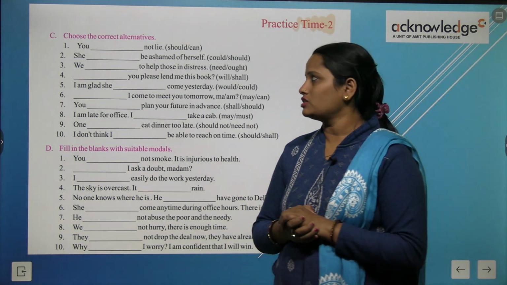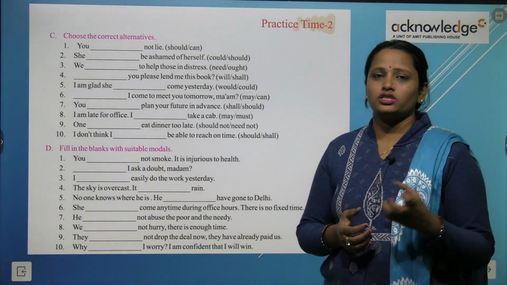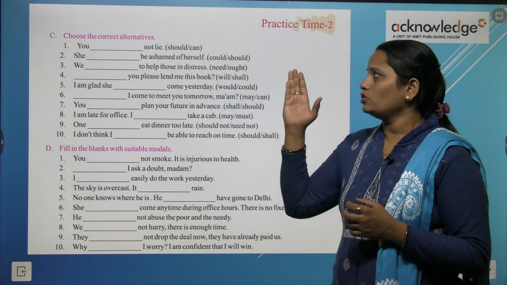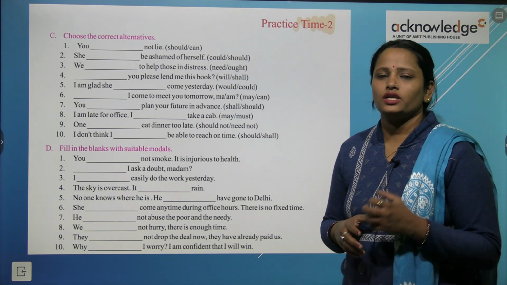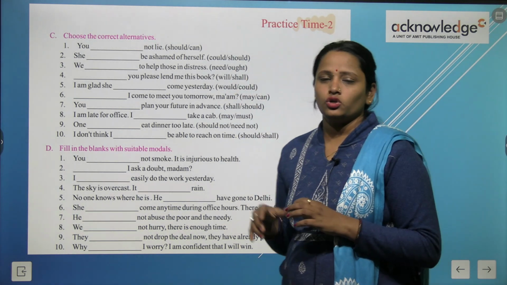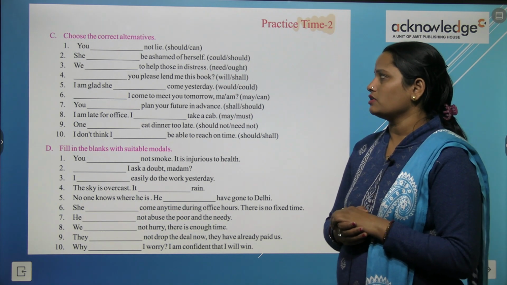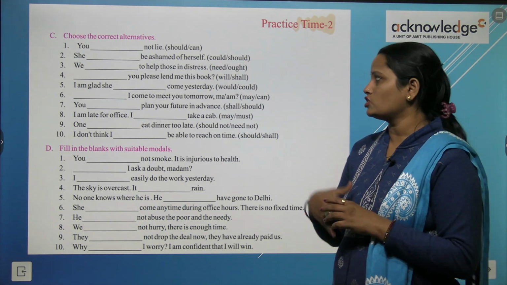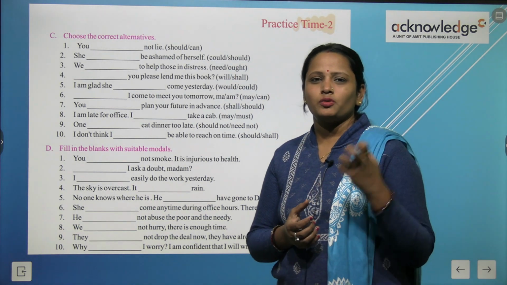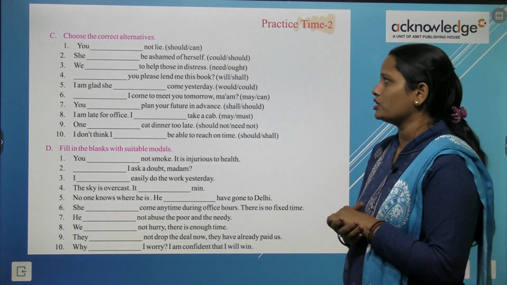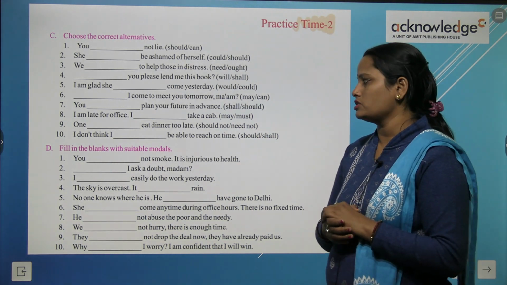Now here we have to choose the correct alternatives. Whichever alternative is correct, we have to use that. You dash not lie. You should not lie. You cannot lie. So which one is correct? Yes. You should not lie. She dash be ashamed of herself. She could be ashamed of herself. She should be ashamed of herself. So here, children, she should feel ashamed of herself. So she should be ashamed of herself. So like this, complete the rest of the questions.